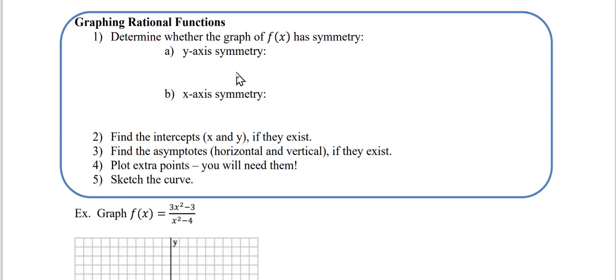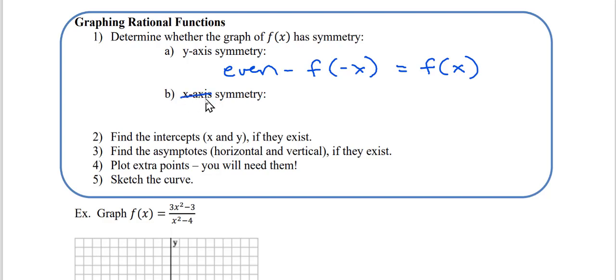Y-axis symmetry occurs when a function is even. Remember, that happens when f of negative x is equal to f of x. So when you replace every x with negative x, if it simplifies back to the original function, that is an even function and has y-axis symmetry.